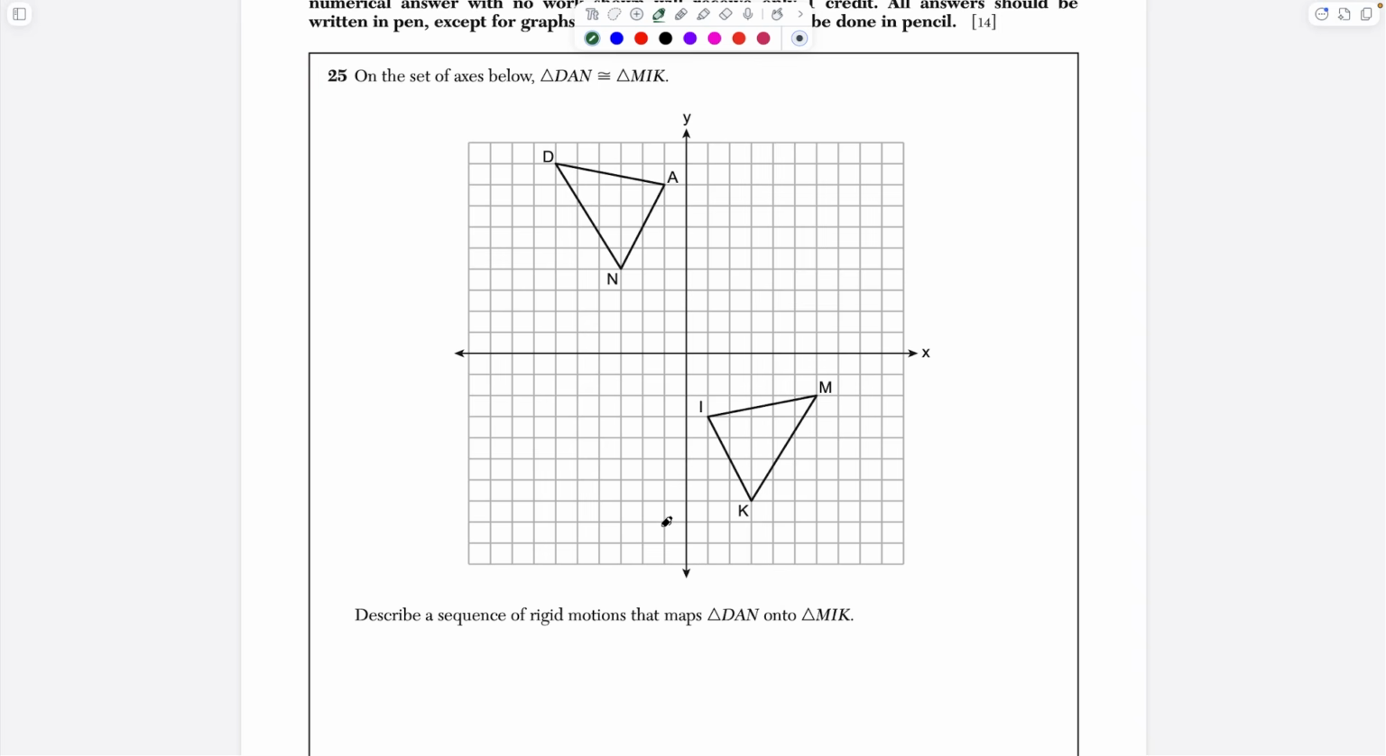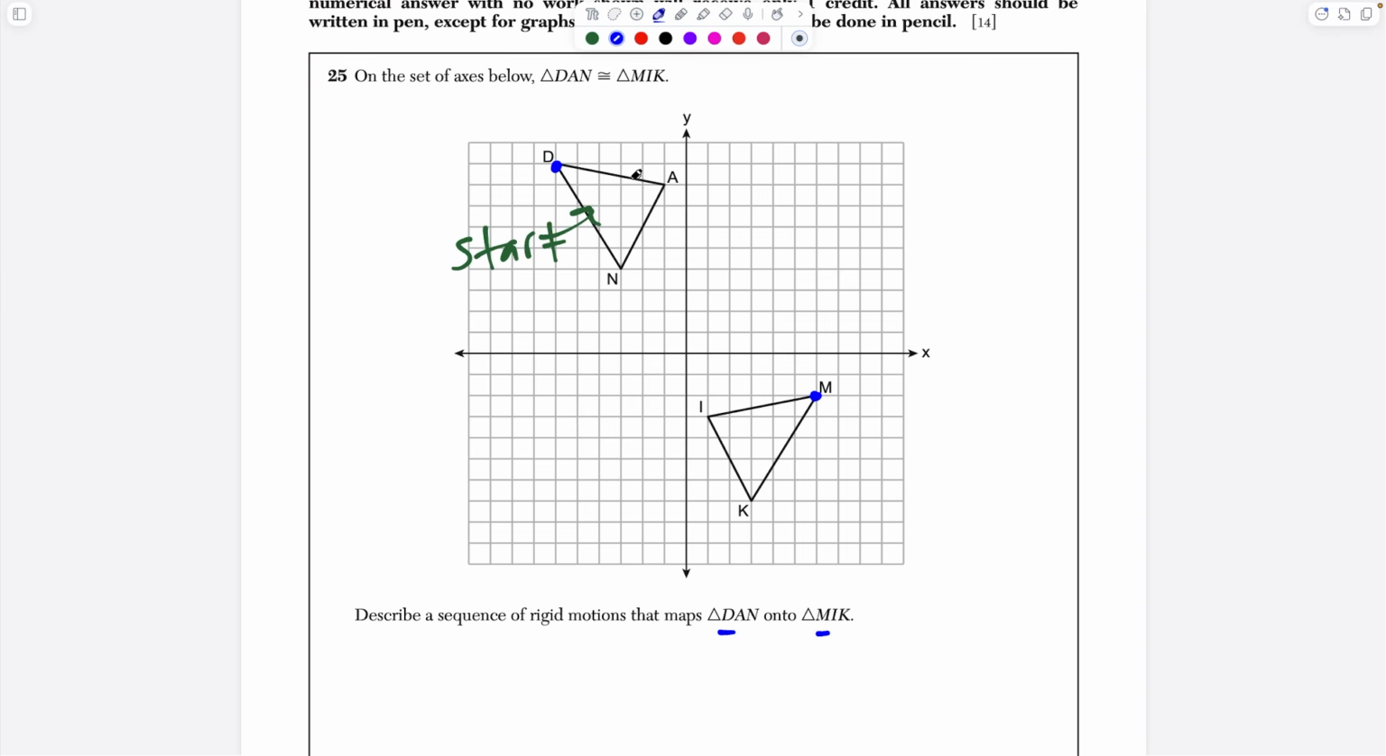Okay, so for this one here, I want to make sure that we're very careful to know where we're starting. We're mapping triangle DAN onto triangle MIK. So just make sure that you start on this triangle here. Now, what I like to do is identify which points are corresponding. So notice that the letter D shows up first and the letter M shows up first. So we want to map this point here, D, to point M.